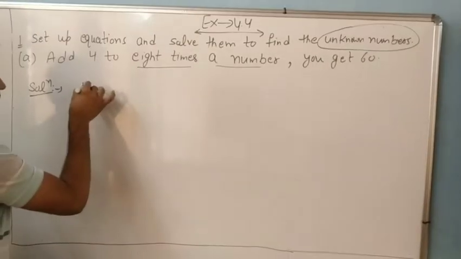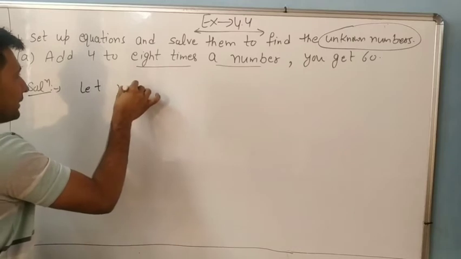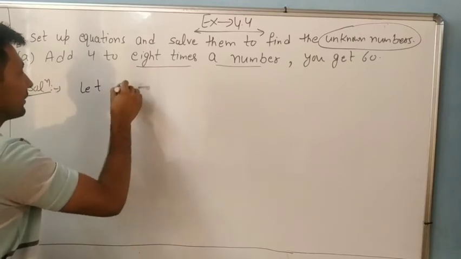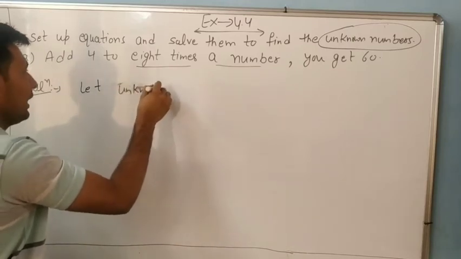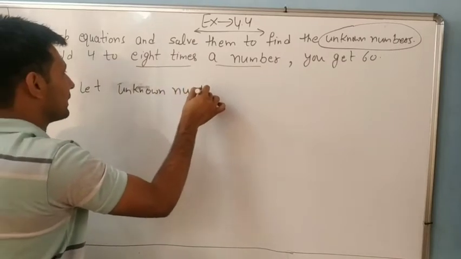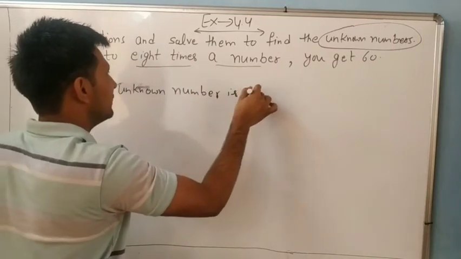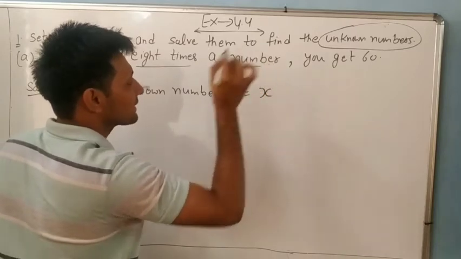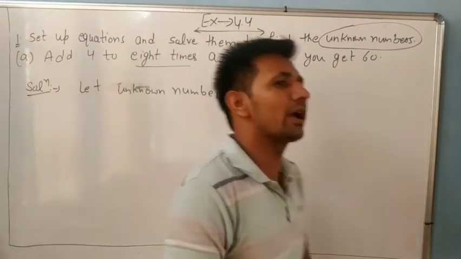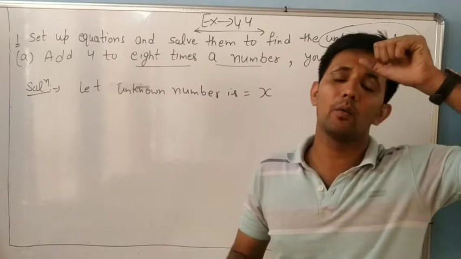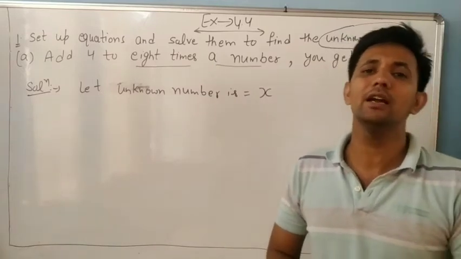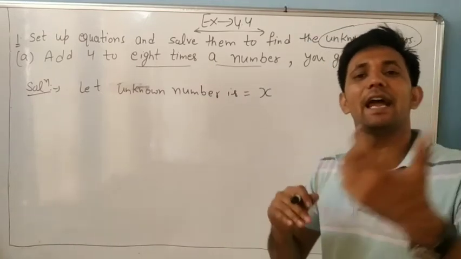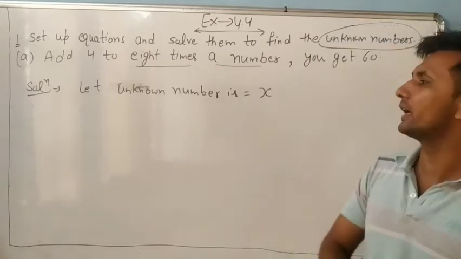So we write: let the unknown number be x. Any variable you can take. Variable means whose value is not fixed. X, Y, Z, A, B, C, D, any letter you can take.